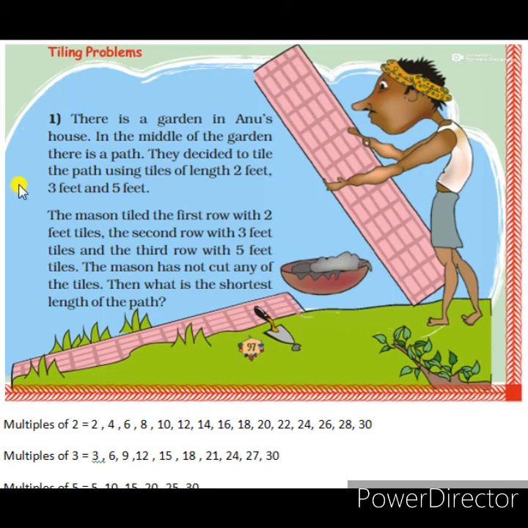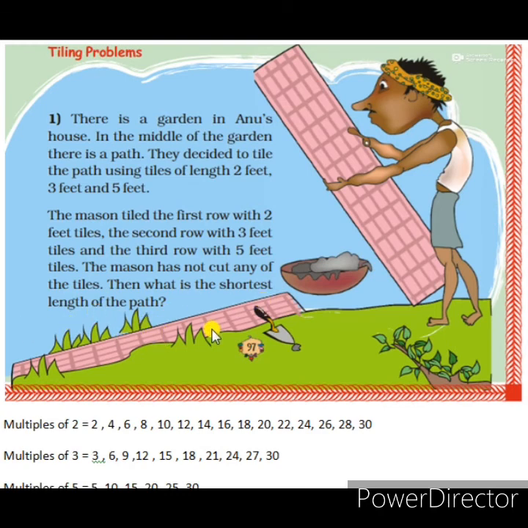So I will read the story. What is the first question we have been given? There is a garden in Anu's house. In the middle of the garden, there is a path. They decided to tile the path using tiles of 2 feet, 3 feet and 5 feet. The mason tiled the first row with 2 feet tiles, the second row with 3 feet tiles and the third row with 5 feet tiles. The mason has not cut any of the tiles. Then the question here is, what is the shortest length of the path?